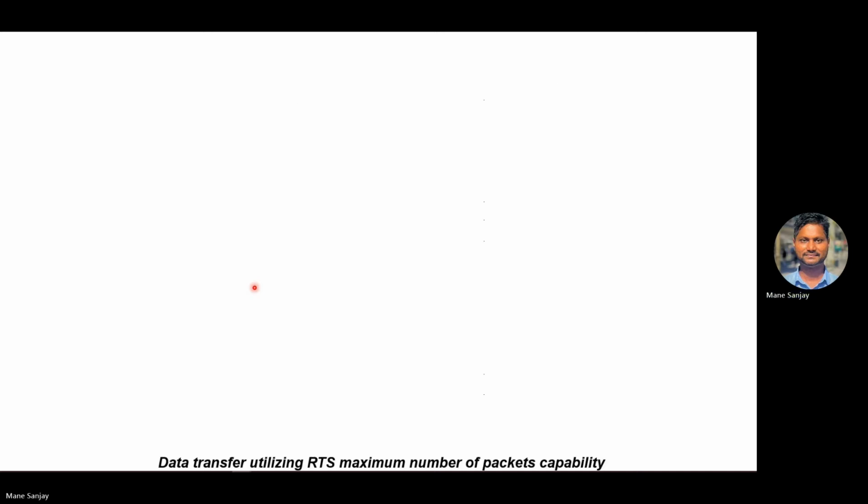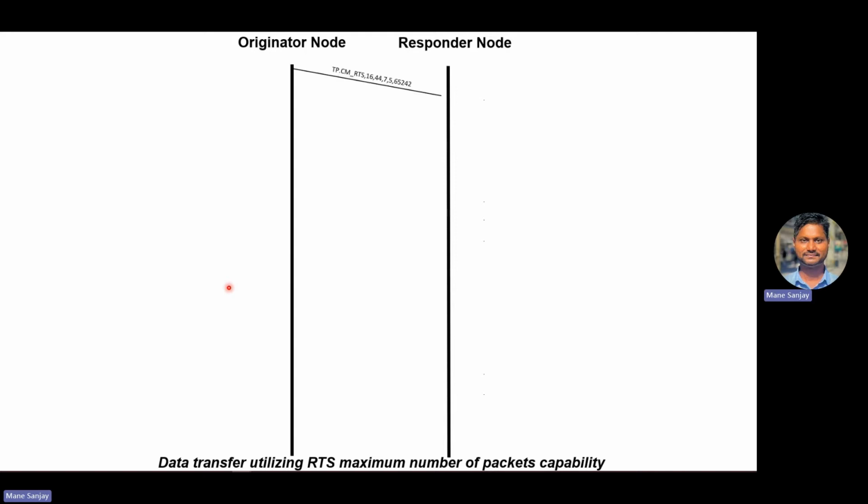Okay. And the last thing I'm going to talk about is a data transfer utilizing the request to send maximum number of packets capability. Now I'm going to limit the packets. So let's see how it works. Here is my originator, and here I send the request. So when the request goes, the first is the control byte. Then bytes 2 and 3 talk about the number of bytes I want to transmit. Here 44 bytes need to be transmitted.